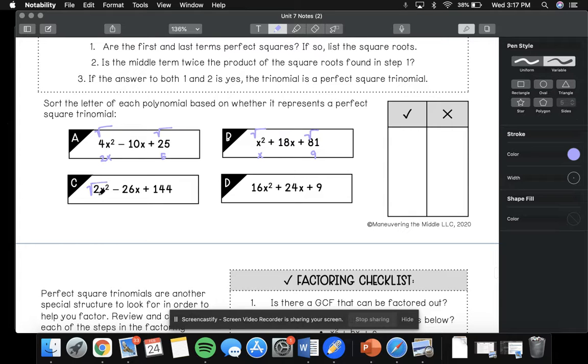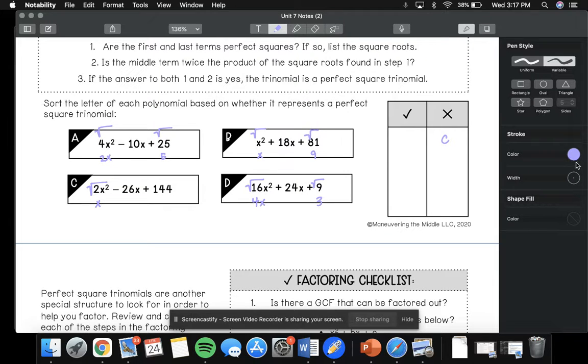The square root of 2x squared... the square root of 2 is not a whole number, so I already know that C doesn't work. Okay. The square root of 16 is 4. The square root of x squared is x. And then the square root of 9 is 3. So just knowing if these are perfect squares, C is not a perfect square trinomial.